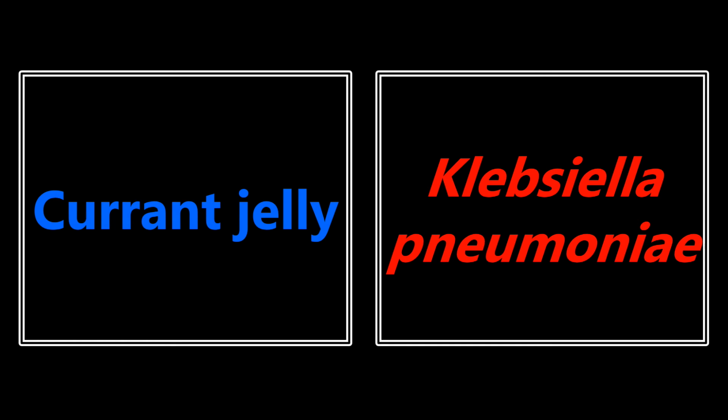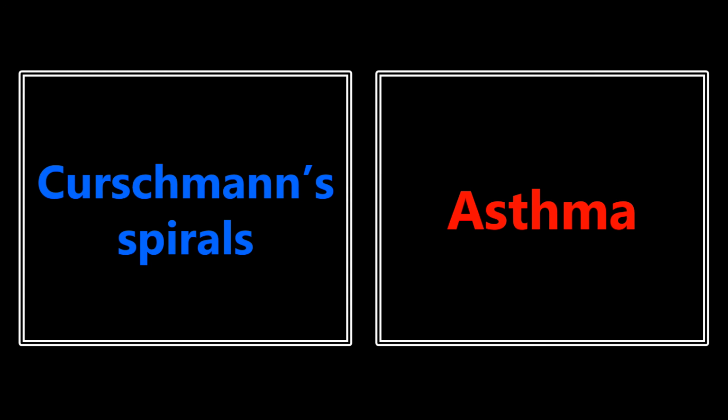Currant jelly, if you ever see that term, you want to just jump immediately to Klebsiella pneumoniae. It could be like an alcoholic patient with currant jelly sputum. It's like really red sputum that they're coughing up. You definitely want to be thinking about Klebsiella. Curschmann spirals, I've talked about this one before. This is also in reference to asthma, and it was also in the high yield images videos.